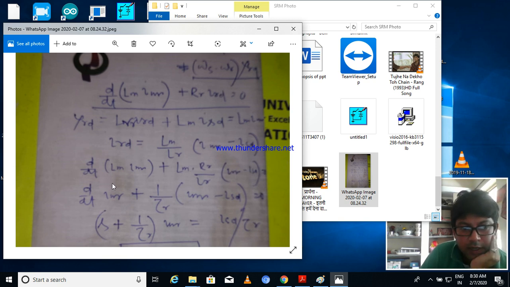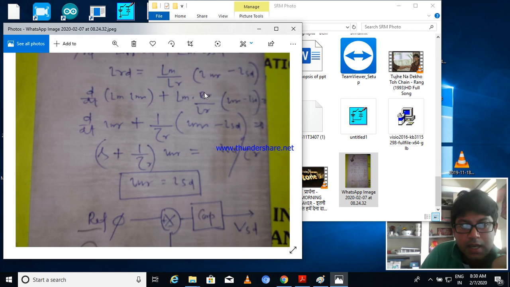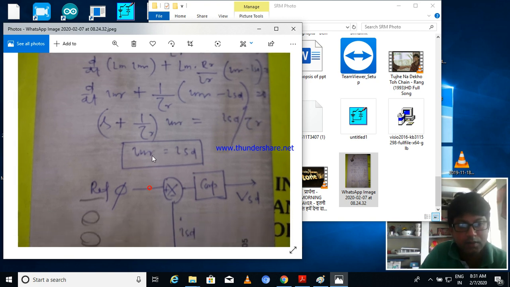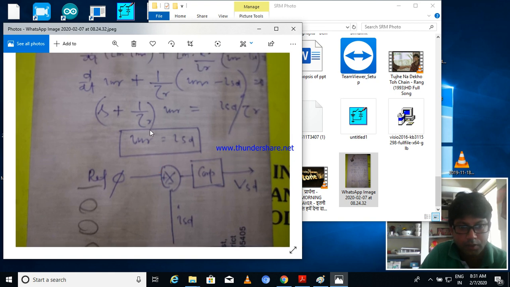Now we are cancelling that Lm, so d/dt of IMR plus, basically here the term is RR by LR. So if I put 1 by (LR by RR), that is the rotor time constant. Tau r is the rotor time constant. And in the Laplace domain, (s plus 1 by tau r) into IMR is equal to ISD by tau r. Now at steady state, if the system is in a relaxed state, then IMR is equal to ISD. So this IMR is the flux producing current.